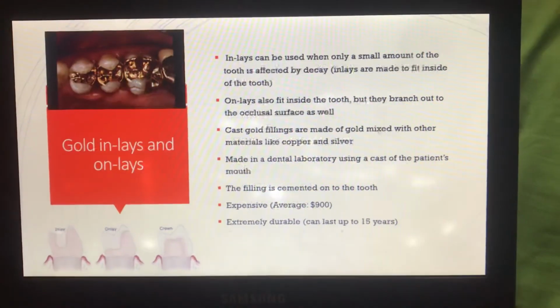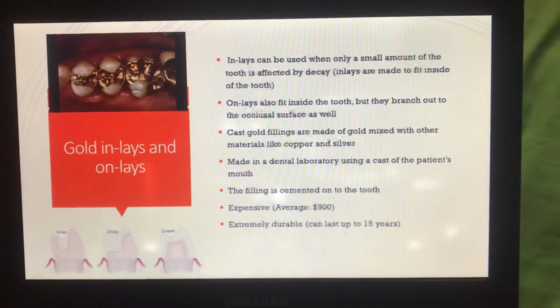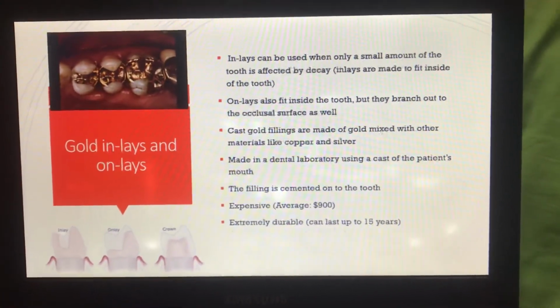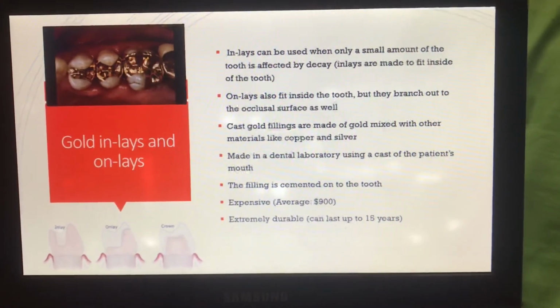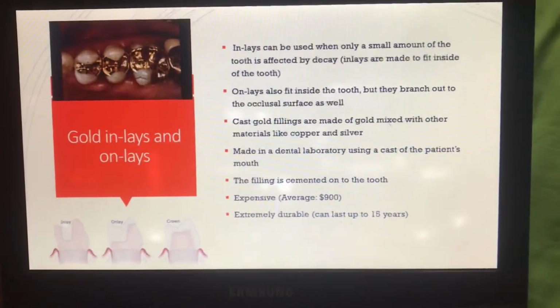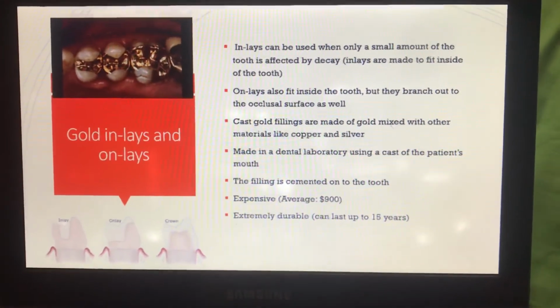So cast gold fillings are made of gold mixed with other materials like copper and silver. They're made in a dental laboratory using a cast of the patient's mouth. The filling is cemented onto the tooth afterwards. It's expensive, on average $900. And it's extremely durable. It can last up to 15 years.